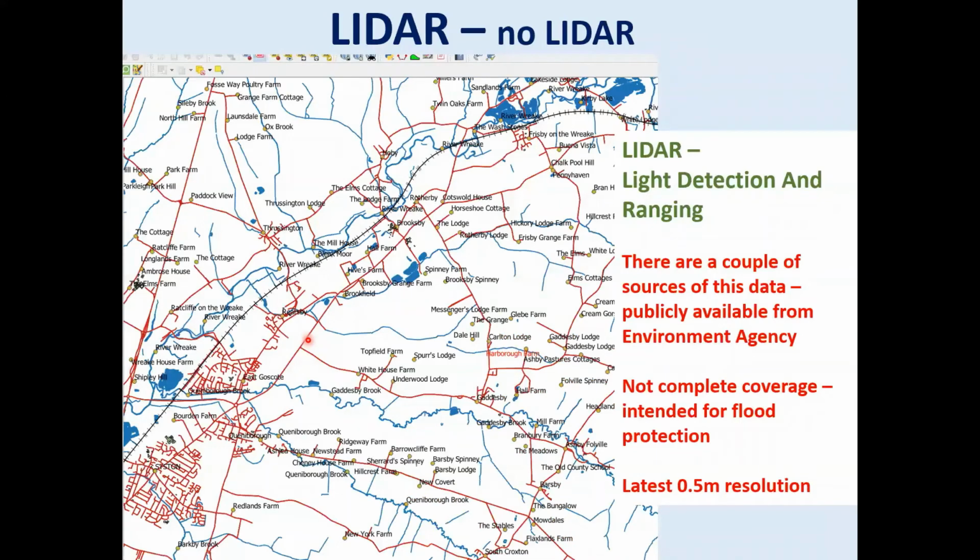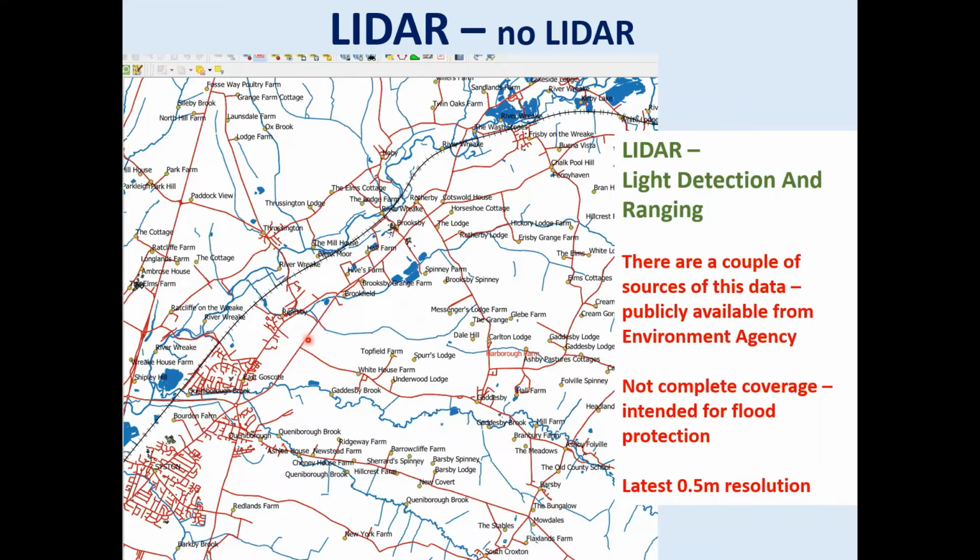Okay, the bit that most people like is the LiDAR. Excuse me while I have a slurp of my coffee. You'll hear the term LiDAR a lot. It just means light detection and ranging, which isn't terribly helpful. It's a way of seeing the topography. There are a number of sources of this data. The only publicly available one, as far as I know, is from the Environment Agency. One thing to be aware of is it doesn't have complete coverage.